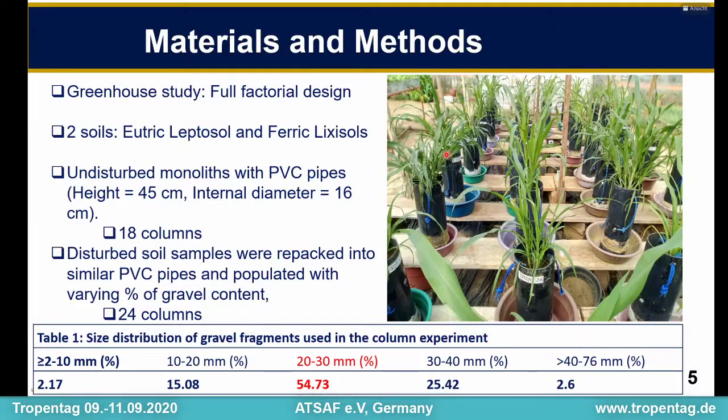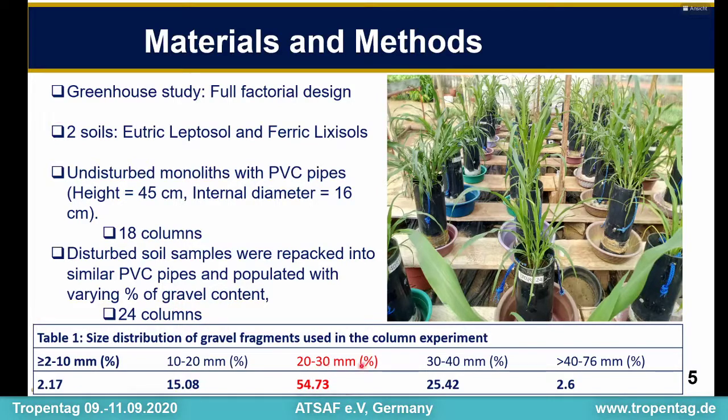We sampled 2 soils from northern Ghana, Utric Leptisol and Ferric Lixisol, using undisturbed monoliths in PVC pipes of height 45 centimeters and diameter 16 centimeters. 18 columns of the undisturbed soil samples were taken. And then we also took disturbed soil samples. We sieved them and we repacked them using similar columns with varying gravel content. And we had 24 columns of the disturbed soil samples.